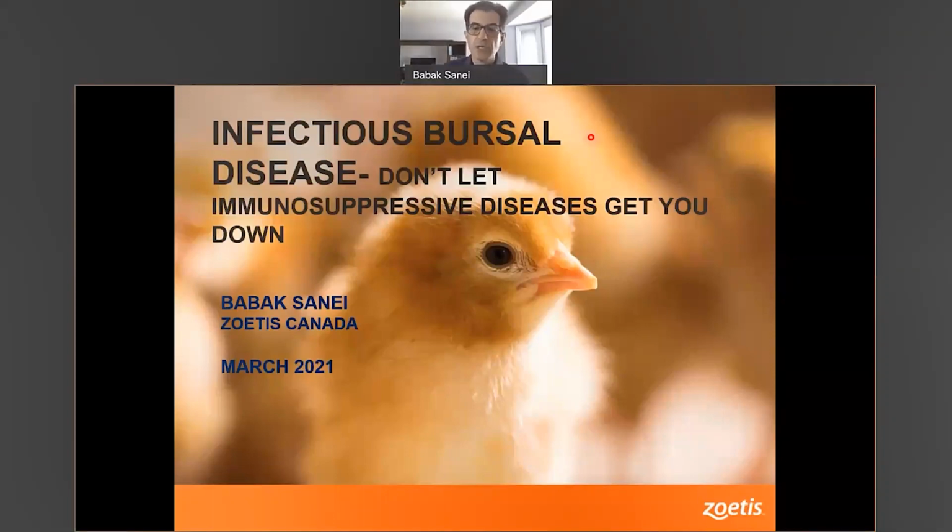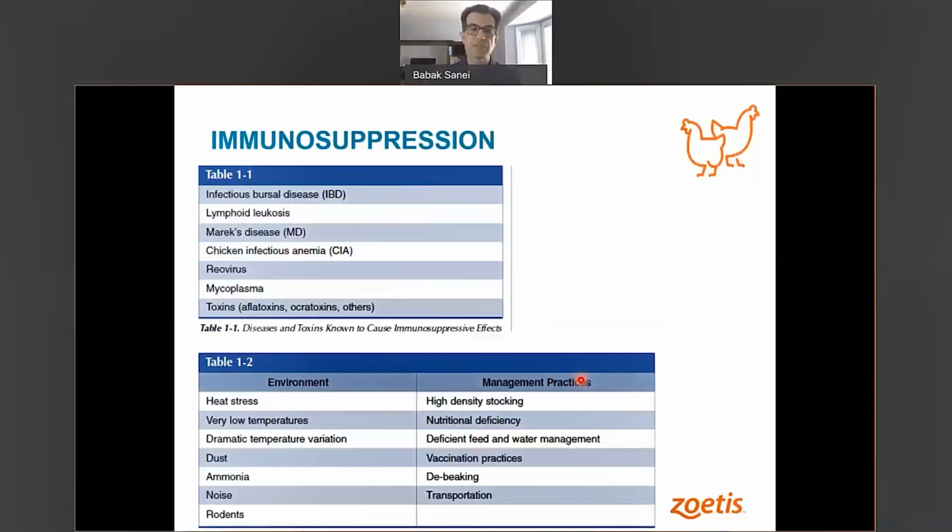If you look at the list of immunosuppressive diseases, in this slide you could see quite a long list, and it's not just limited to all of these. There are some other infectious diseases that can cause immunosuppression, and I have it on the table on the top. I mentioned IBD, probably the most common one. If I want to put a priority, that would be my number one on the top of the list.